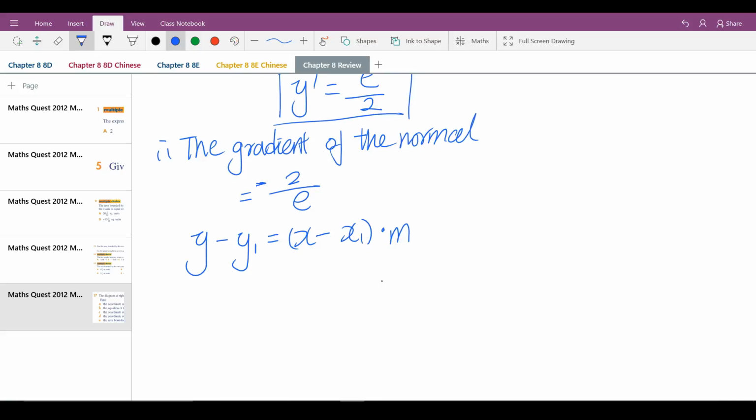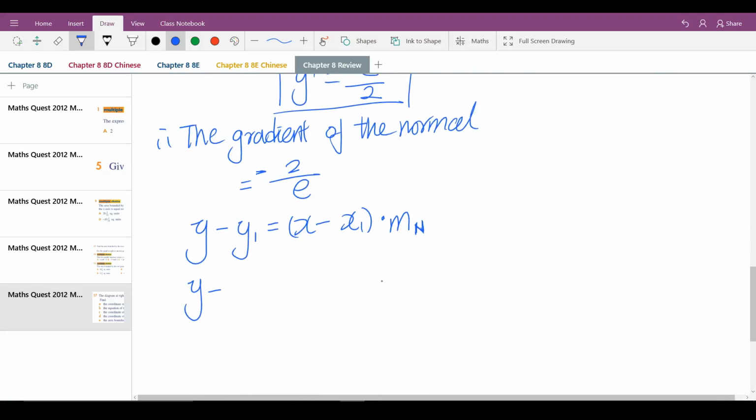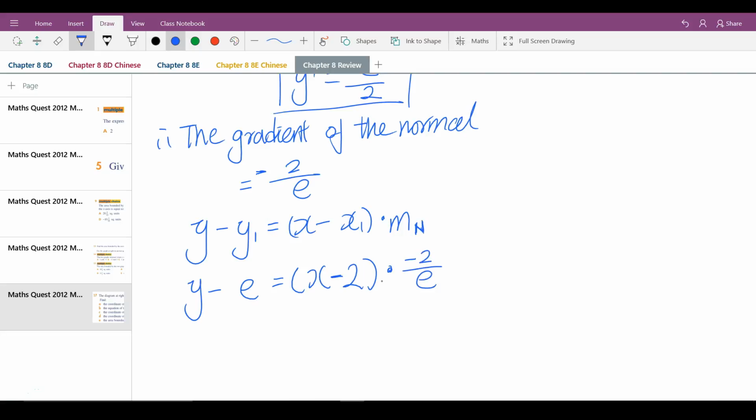Watch out, it is m, the gradient of the normal. So y minus our y value is equal to... x. Now this y and this x don't change, they're not a value, they're just there. Minus x, and x is 2, multiplied by the gradient of the normal.